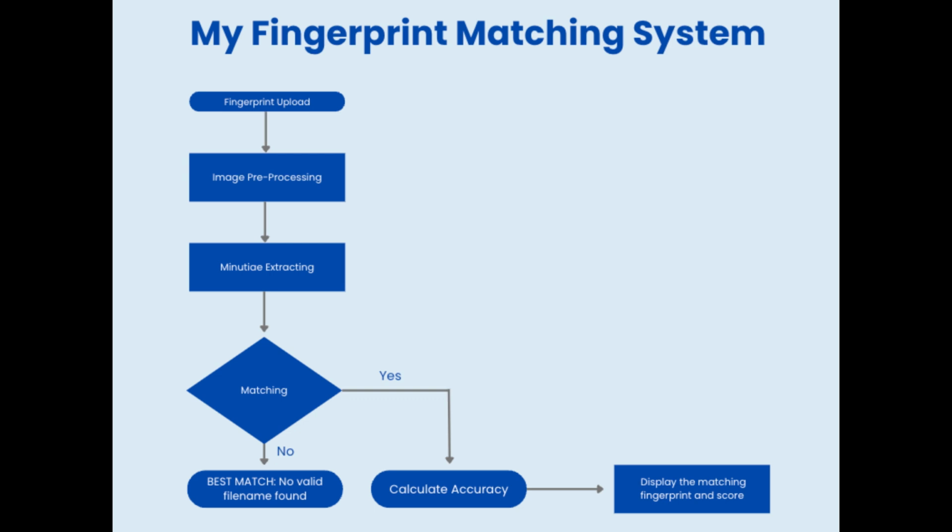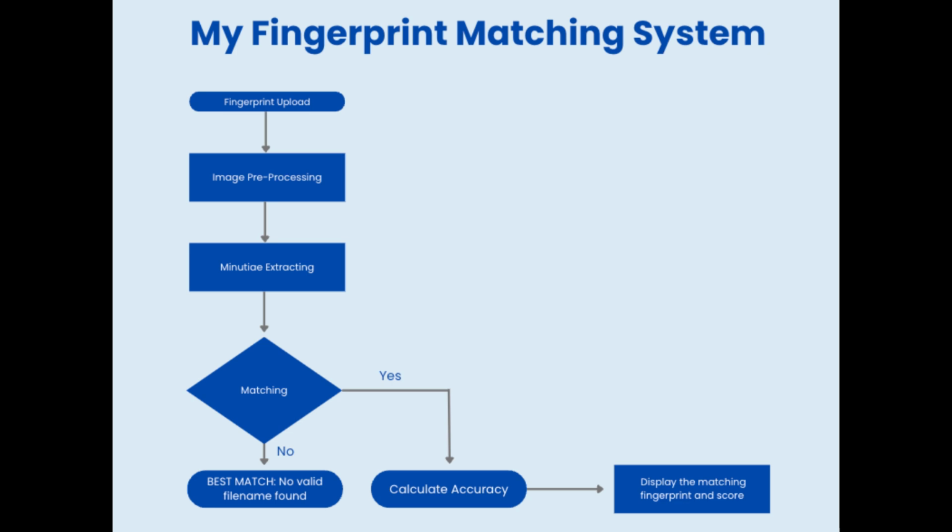Before we dive into the specifics of how I built my fingerprint matching system, first, here's a simple flowchart for you to understand. First is the fingerprint upload. The process begins by uploading a fingerprint image into the system. This is the input for everything that follows. Second is the image preprocessing. This system cleans and enhances the fingerprint image to make the details clearer and easier to analyze.